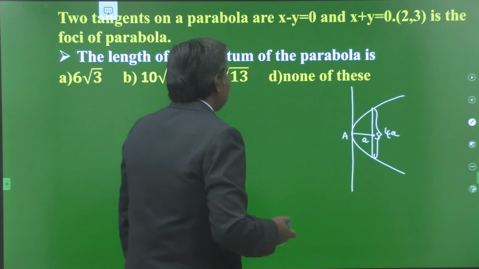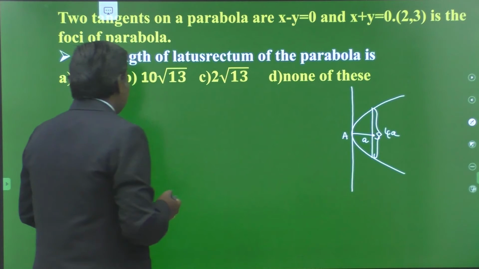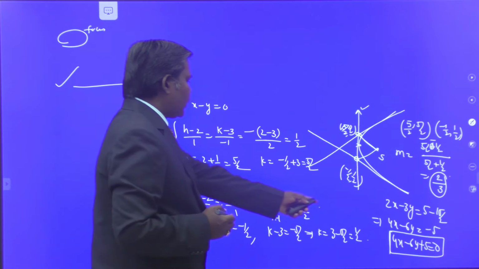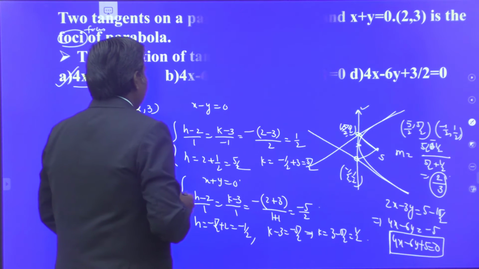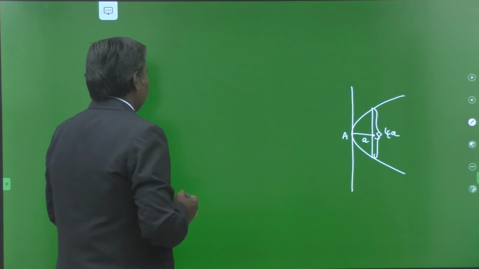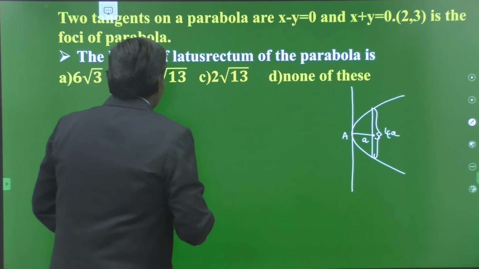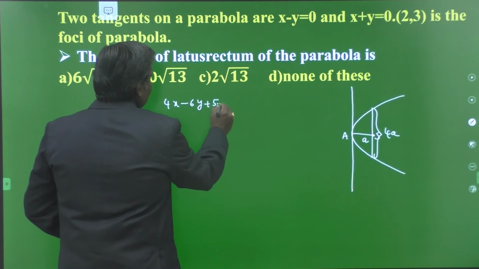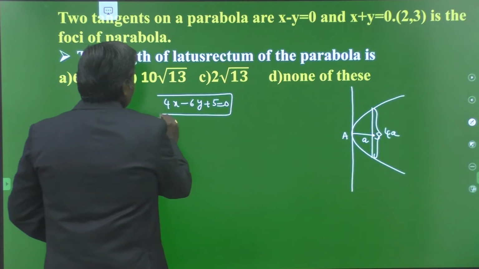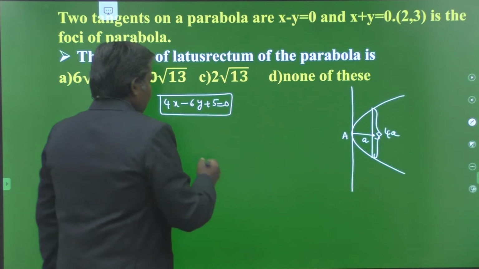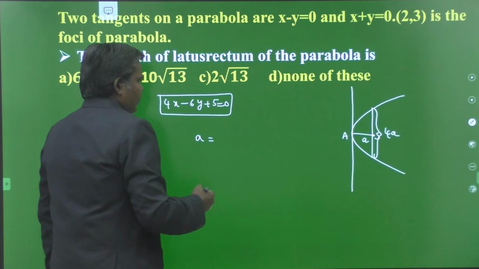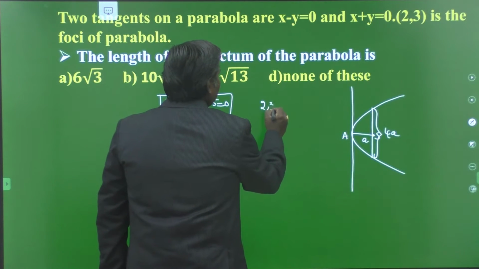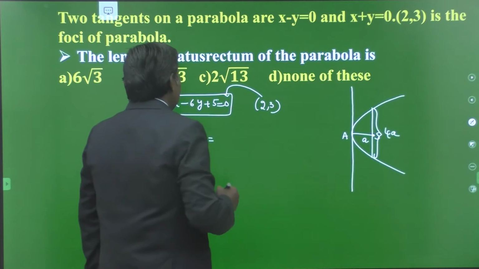So we have the equation of tangent at vertex. What is the equation of tangent at vertex? This is 4x minus 6y plus 5 is equal to 0. Let us find the value of a. a is nothing but the perpendicular distance from the focus. What is the focus of the parabola? (2, 3). You just find the perpendicular distance.